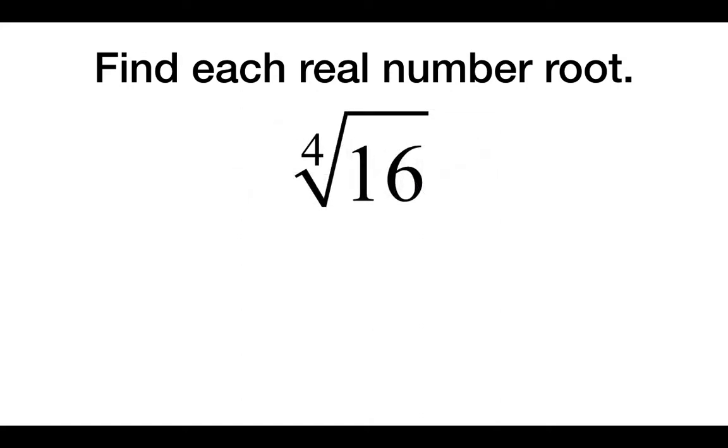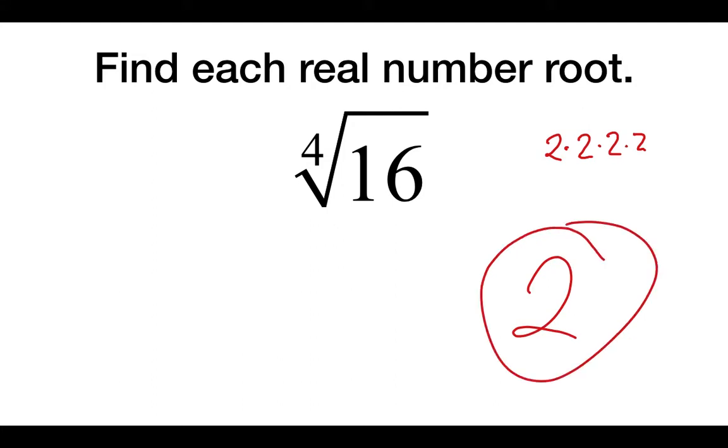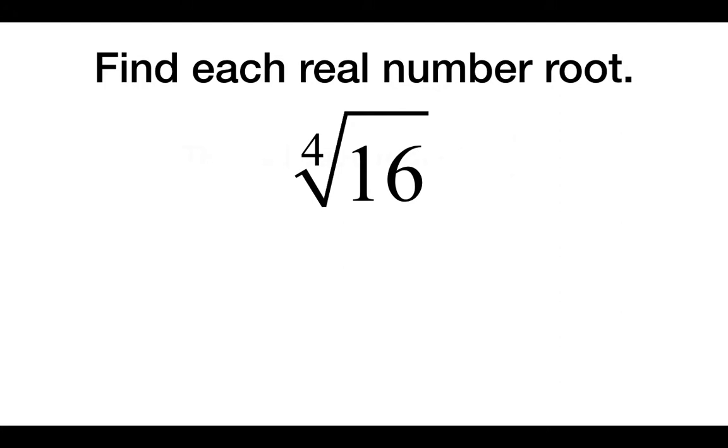Let's try another. The fourth root of 16. Well, I know the square root of 16 is 4, and wait, 4 is a perfect square, which means I wonder if I tried 2 times 2 times 2 times 2. Hey, that's right, 2 would end up being our answer.